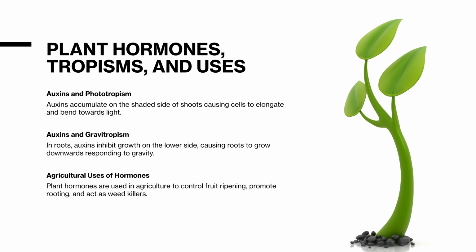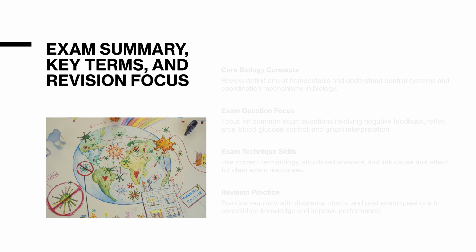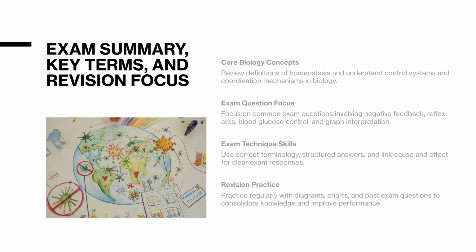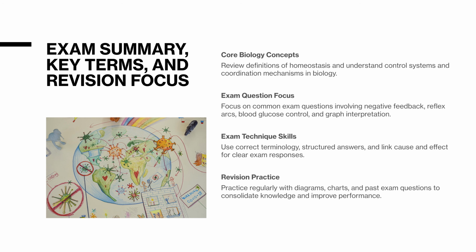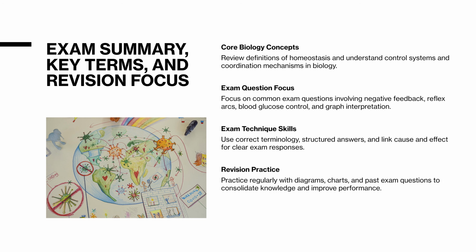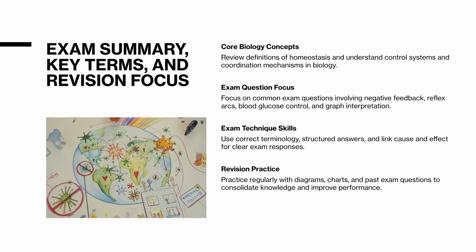Plant hormones have practical uses. Auxins are applied as weed killers and rooting powders, ethene helps ripen fruit in stores, and gibberellins are used to boost crop production. To summarize, homeostasis is vital for keeping our internal environment stable. The nervous and endocrine systems coordinate responses through feedback. Hormones control many processes in the body and in plants, ensuring survival and reproduction.